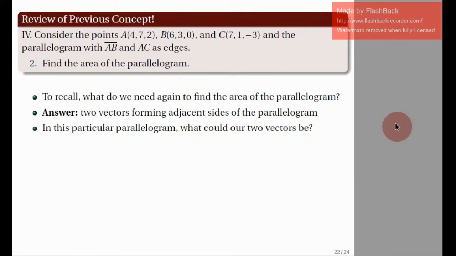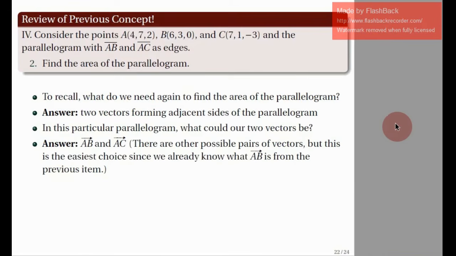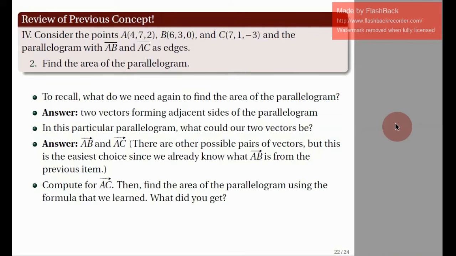So in this particular parallelogram, we've already answered the question. The two vectors could be vector AB and vector AC. Note that there are other possible pairs of vectors, but this is the easiest choice because we already know what vector AB is from the previous item. What we just need now is the position representation for vector AC. So kindly compute it on your own, and then from there, find the area of the parallelogram using a formula that we already mentioned a while ago. Try this on your own and check if you will get the correct answer.